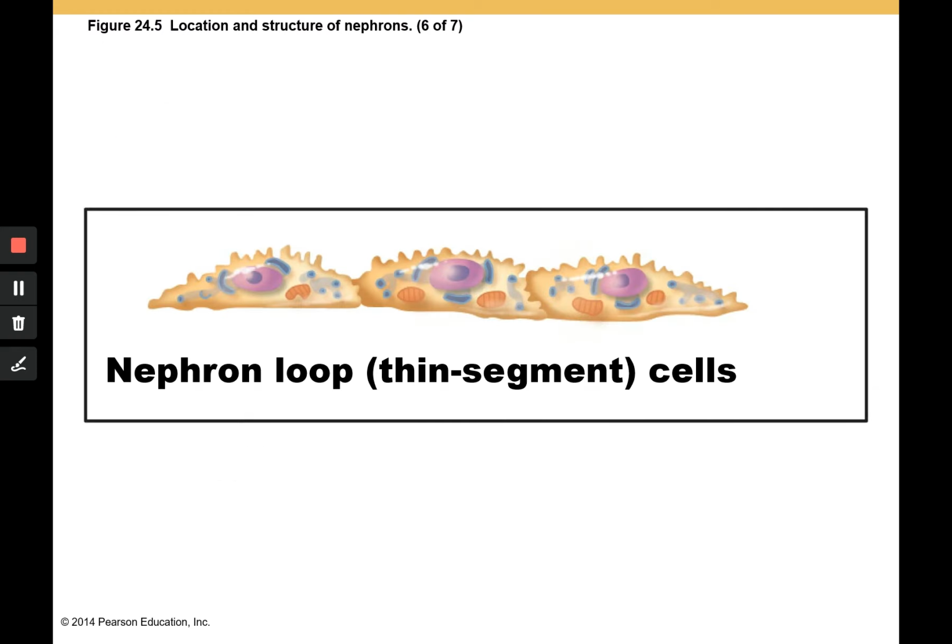Just general cells, pretty thin, flat cells. They do have the regular organelles. They have a nucleus, they have endoplasmic reticulum, and mitochondria.